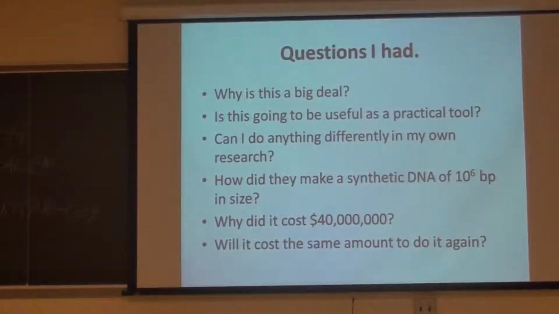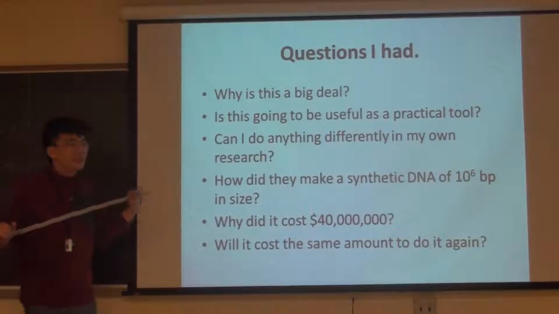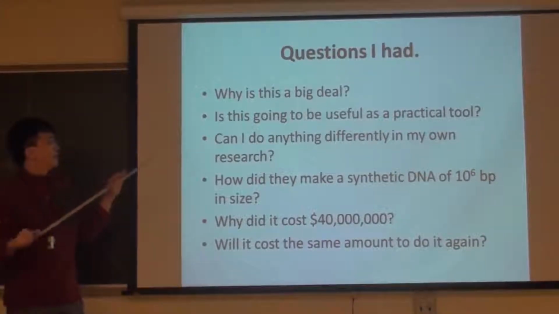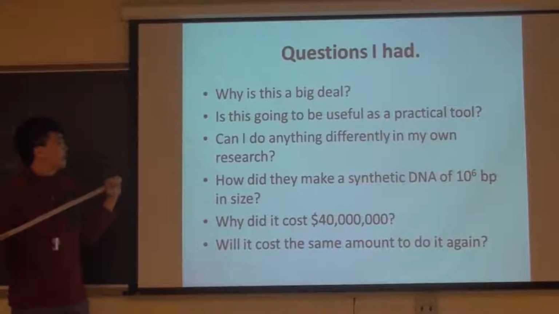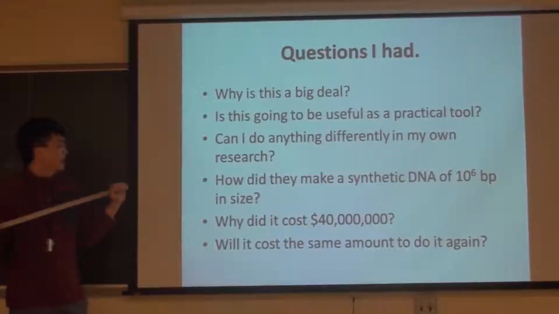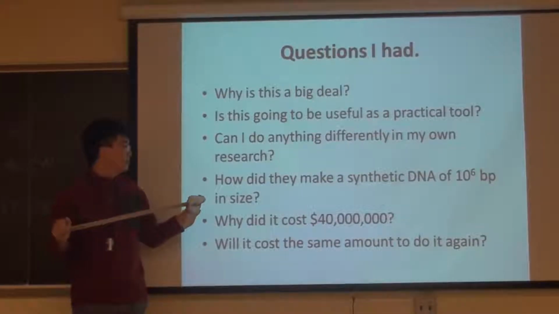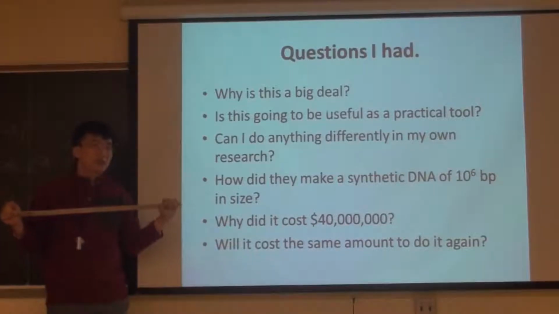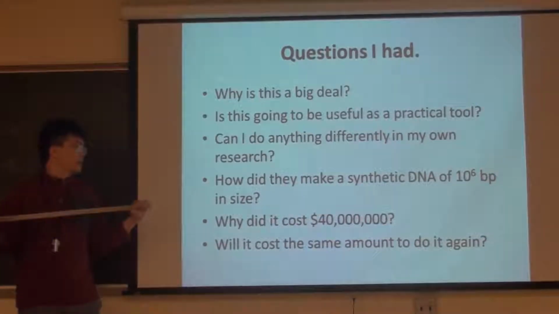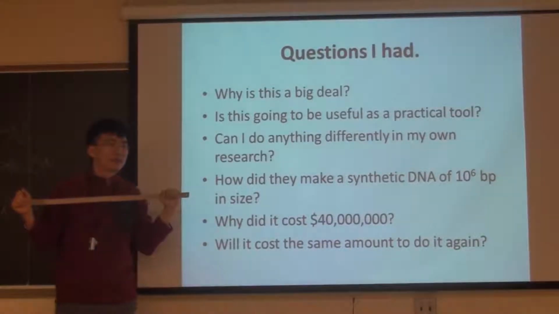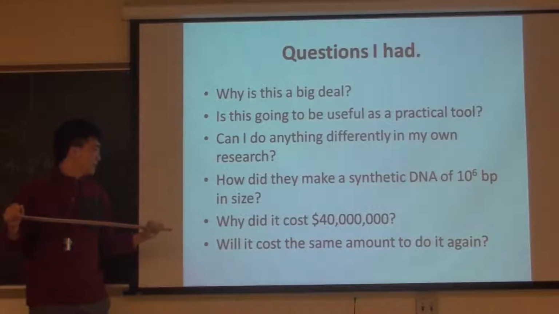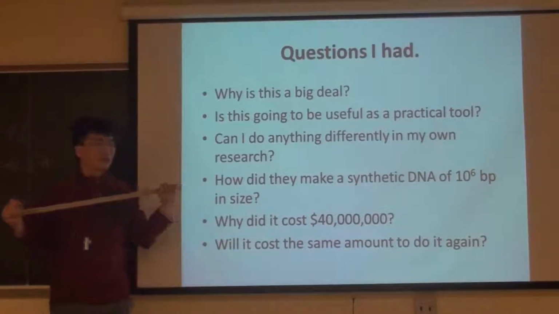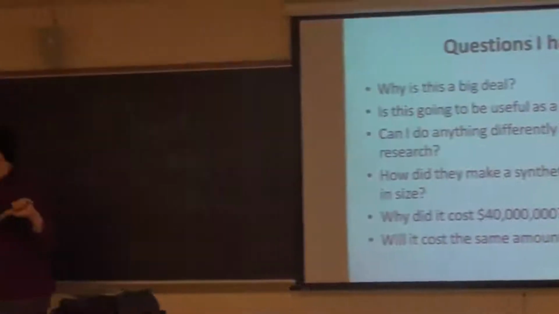So the questions I had back then were, like, okay, why is this a big deal? Is this going to be useful as a practical tool? Can I do anything differently in my own research? And how did they make a synthetic DNA of 1 million base pairs in size? Because if you try to synthesize DNA chemically, you can do up to about 100 base pairs. That's about it. The yield drops so much, it's not practical to do so. And why did it cost them $40 million to do it? And it really costs the same amount to do it again.